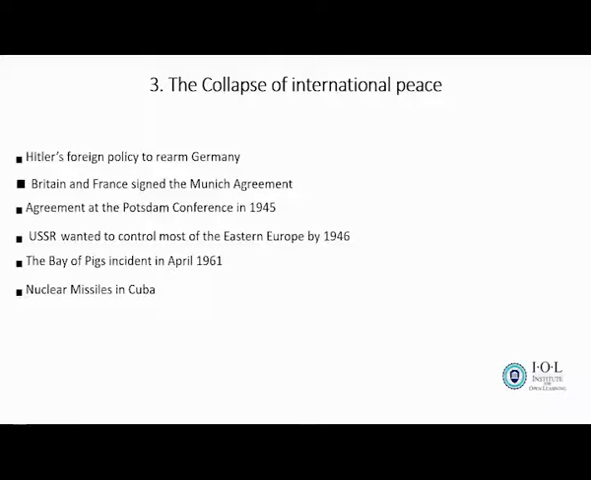What is the Cold War? If you know the meaning of Cold War, it says here, we can define the Cold War as an ideological conflict mainly between USA and USSR.